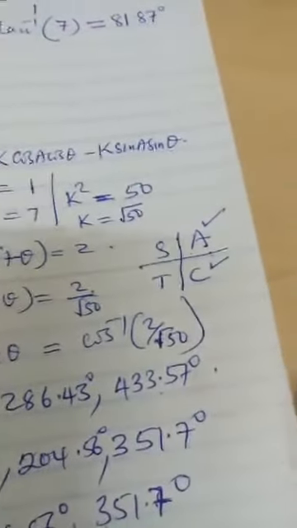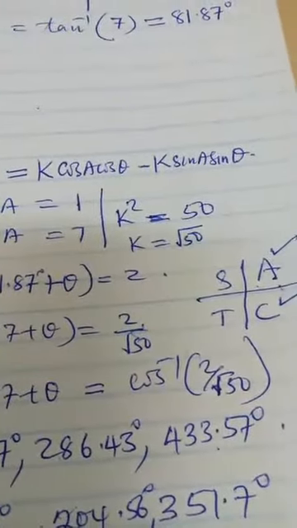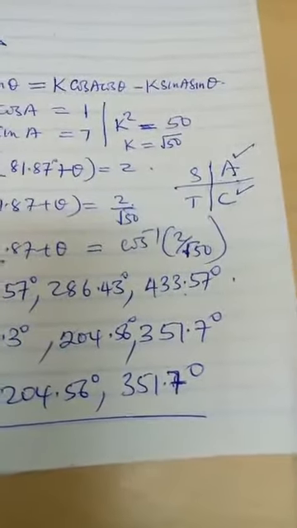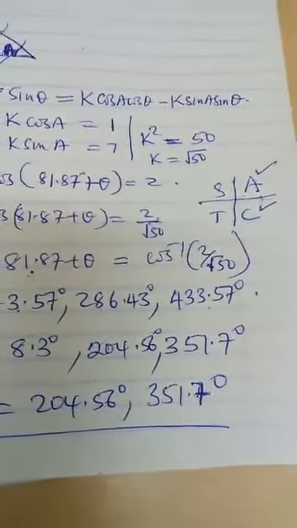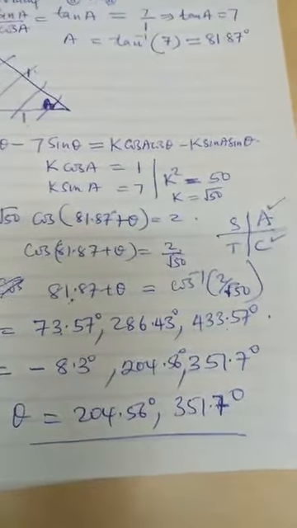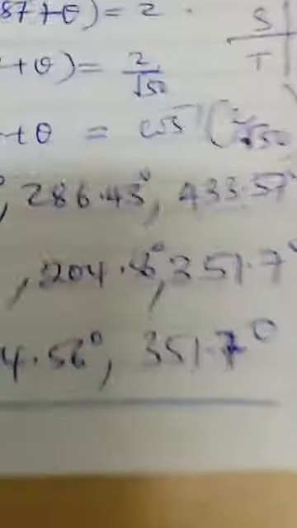That should be the solution for number 4 of exercise 17D. Using several other methods, you can try out the other numbers. Of course, if you check the back of the book, number 4, for emphasis, the angles are there, 204.6 and 351.7, which is in agreement with what we are getting.